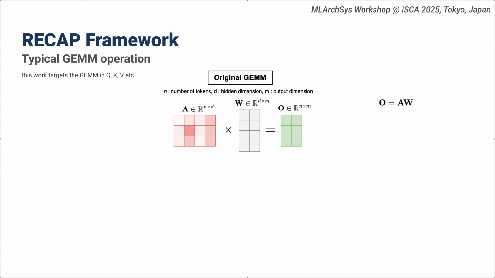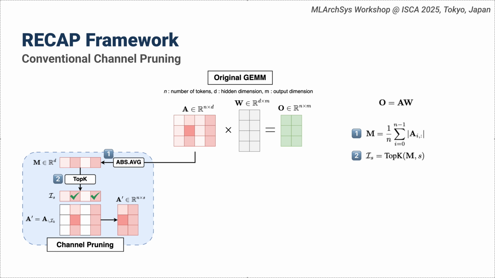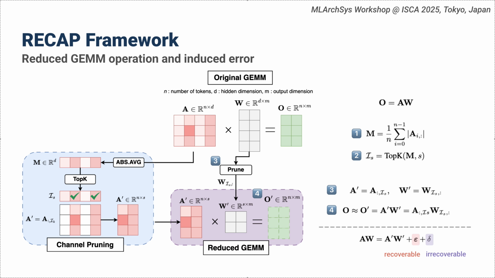To dive deeper into the ReCAP procedure, we consider a typical GEMM operation, matrix multiplication between activation A and weight W, producing output O. Conventional channel pruning selects top K channels using the absolute average magnitude M with indices I. Pruned activation A prime and corresponding pruned weights W prime yield a reduced GEMM for output O prime. Channel pruning introduces two types of errors, recoverable and irrecoverable. ReCAP targets the recoverable error component through efficient compensation.